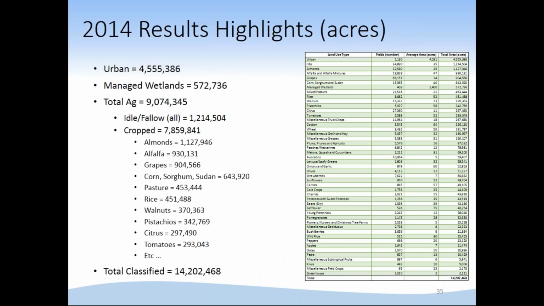So some statistical highlights, and it's all in the data sets that you can download, but here are some. Here again, urban about 4.5 million, managed wetlands approaching 600,000 acres, and ag is a shade over 9 million acres. But in total, we classified over 14.2 million acres.